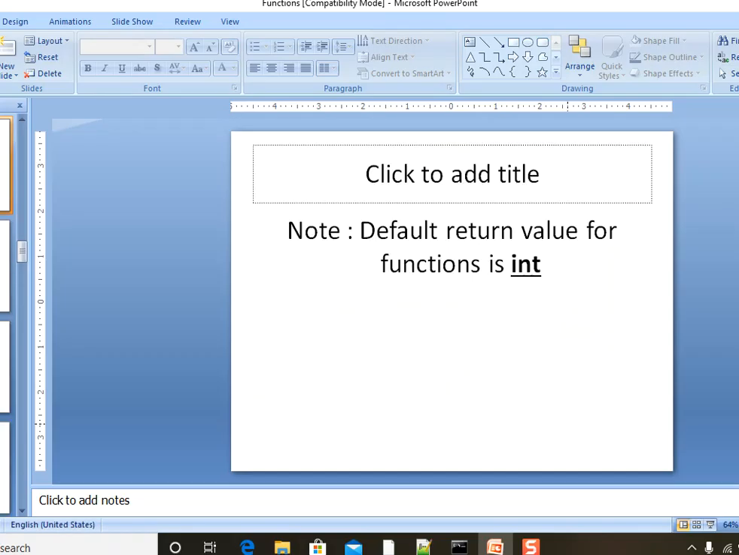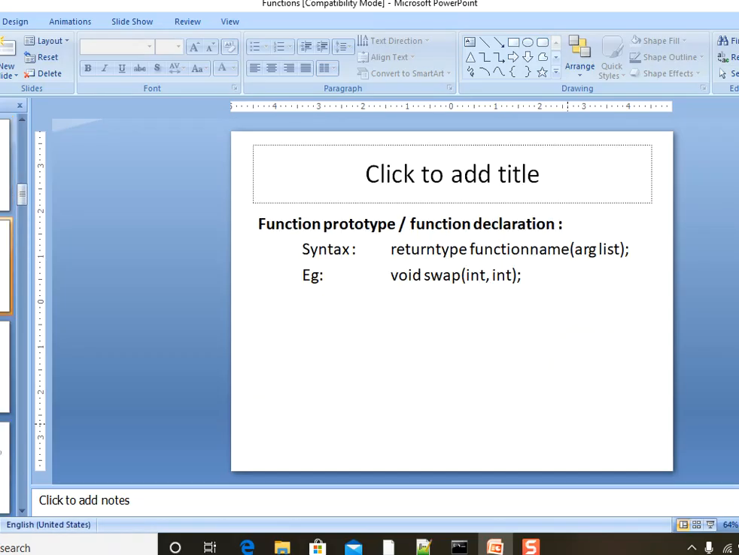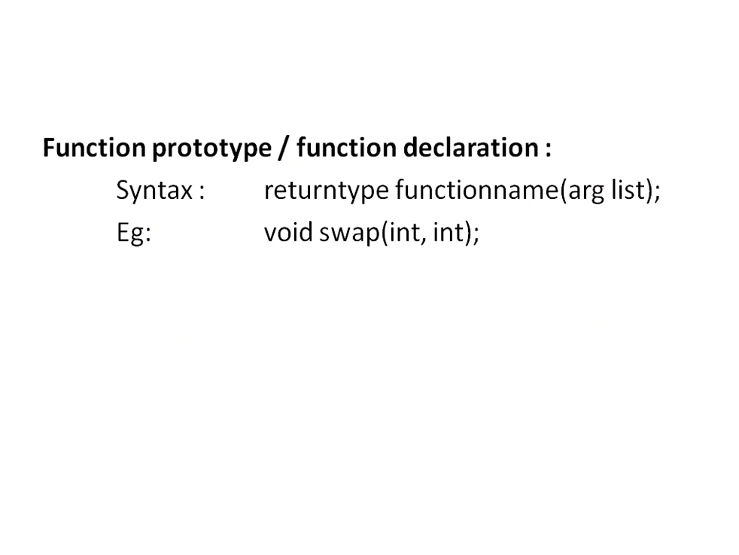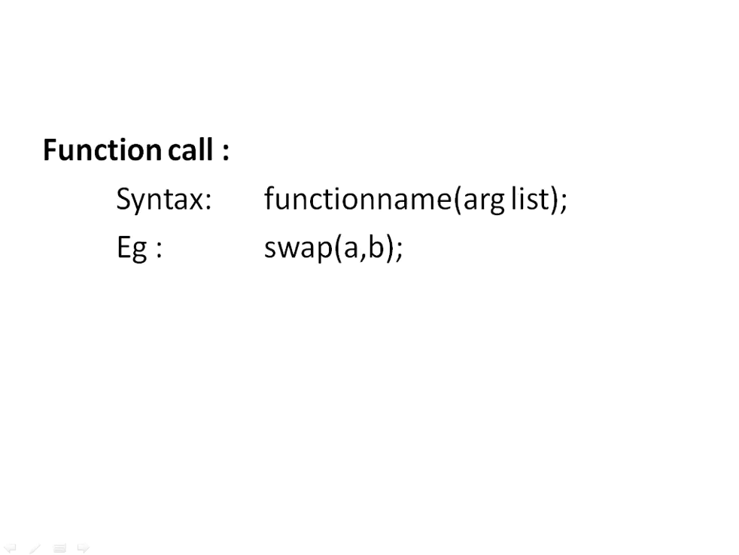So now we'll go to it. What is a function prototype? I'll explain with the help of that example. If I write void swap of int comma int, this is called a function declaration. What is the syntax? Return type, function name, and argument list. Instead of void, is it possible for me to use int? Yes, you can use it. Then what is the difference between this int and this int? That we'll discuss. And the function call is swap of a comma b. This is your function call, swap is the name of the function, and a comma b are your arguments.